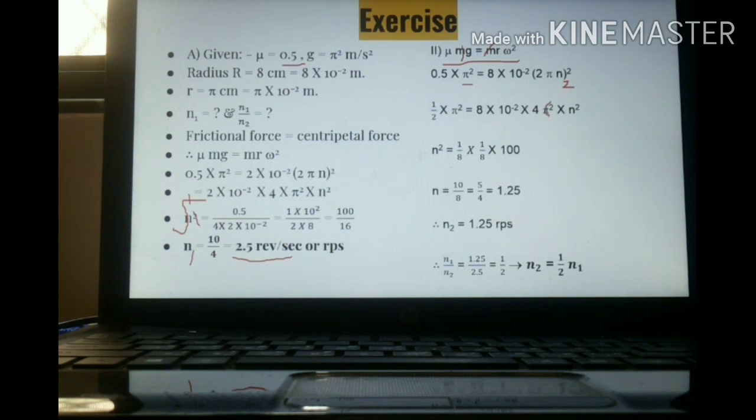This pi square and this pi square will get cancelled, and this 0.5 can be represented as half. Okay. Now what do we have to find? We have to find the value of n square. So we will keep this as it is. We will take this term, this term, as well as this term, in the denominator.